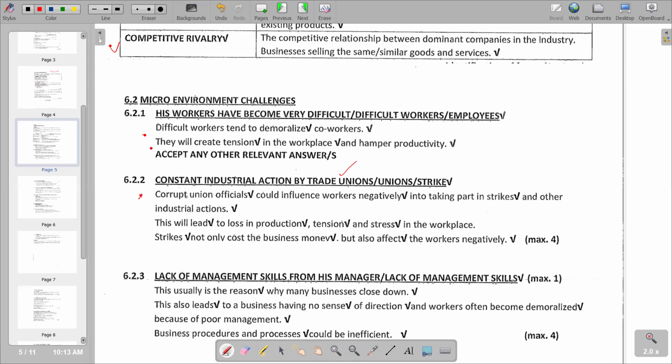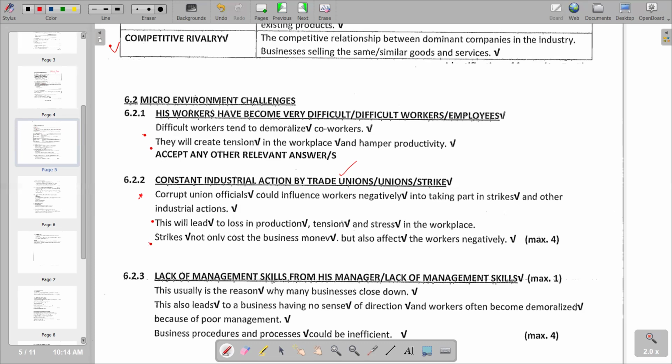If we have corrupt union officials, those leading the trade unions, they can work in a negative direction for the operation of the business. That is the first explanation. The second one says this will lead to loss in production, tension, and stress in the workplace. Those are some of the results we can notice if we have an ineffective trade union. Lastly, strikes not only cost the business money, but also affect the workers negatively, psychologically. Industrial actions in the form of strikes can negatively affect the workers' performance. So this is the last point that we have.